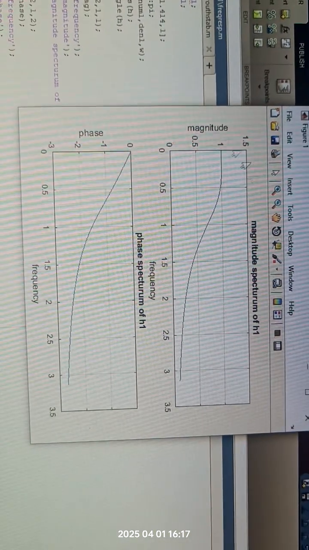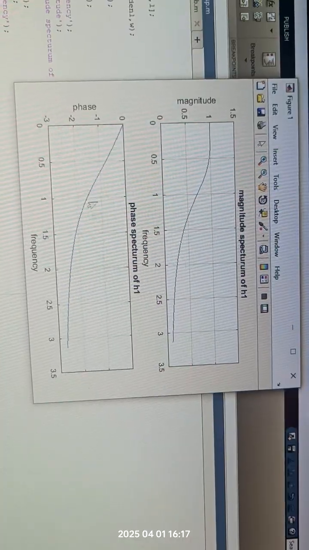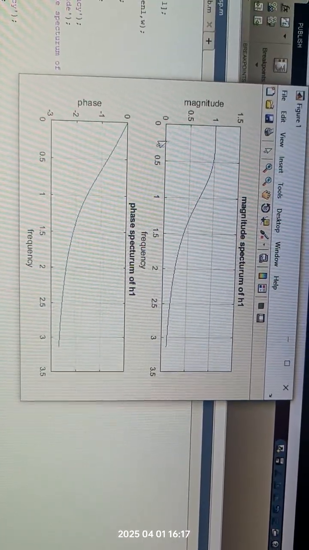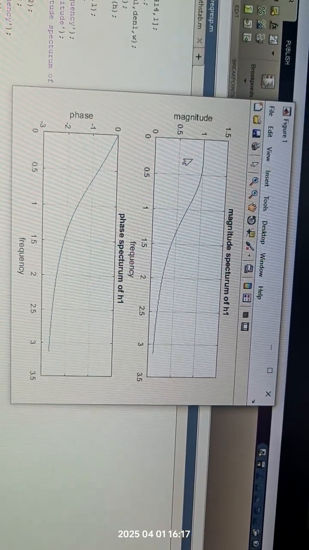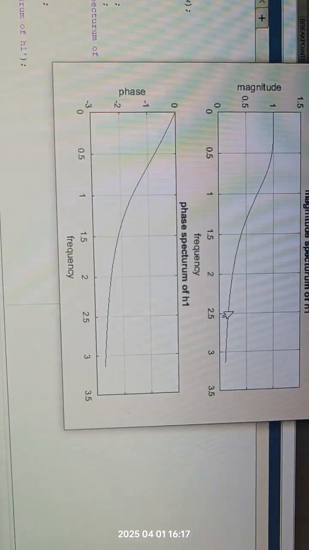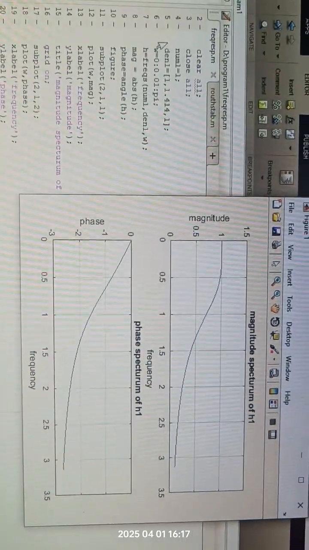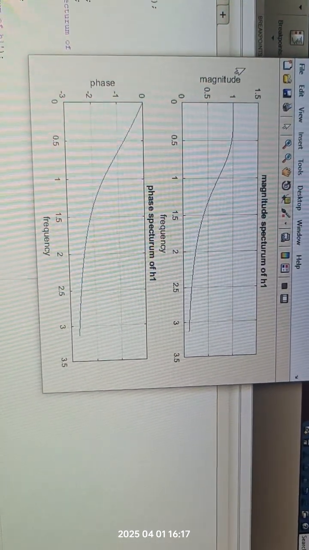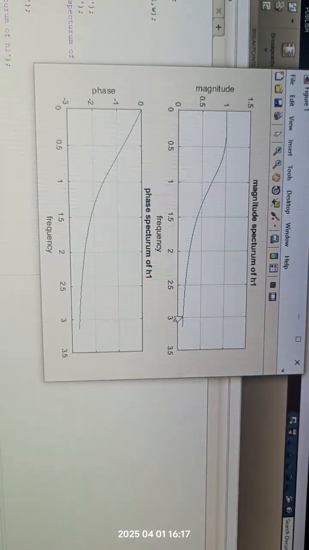You can just see this waveform. It is the magnitude spectrum of H1, magnitude versus frequency, and its phase spectrum, phase versus frequency. The magnitude is 0 to 1.5 here, and the phase is 0 to 3.5. Here the magnitude value is decreasing, you can observe that. And here the phase value is moving towards the pi value. Pi is 3.142, so it is decreasing in radians, and the magnitude value is decreasing.